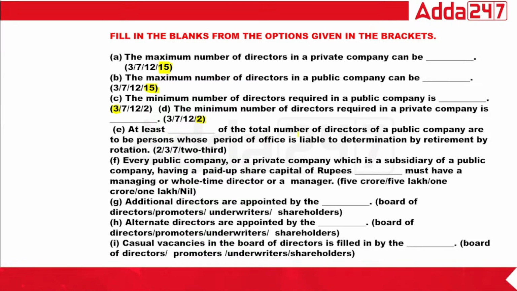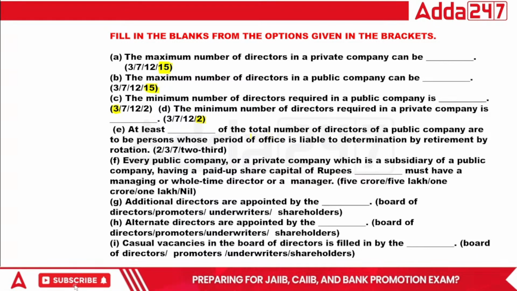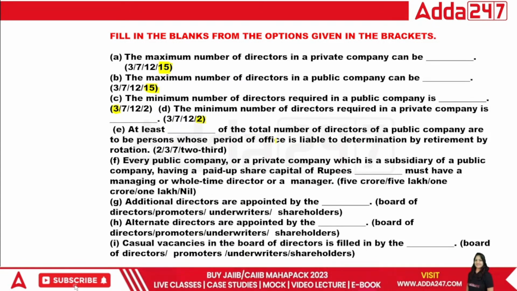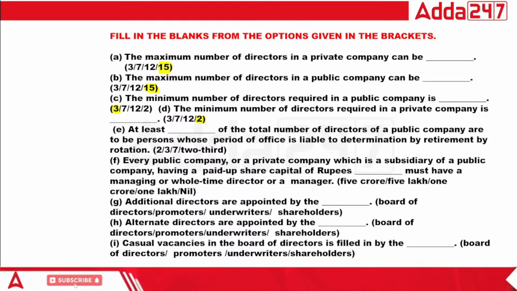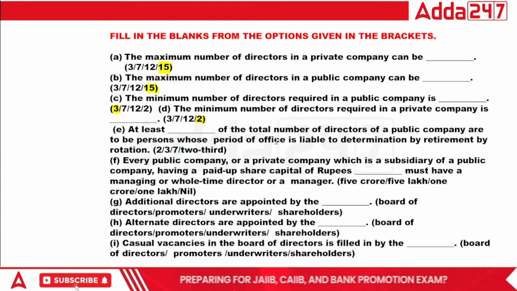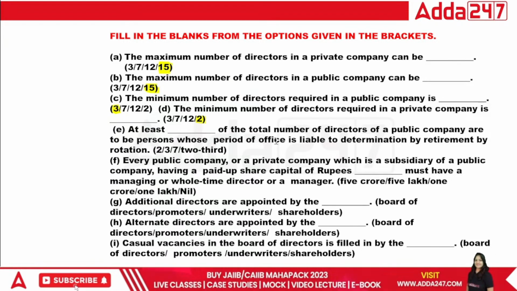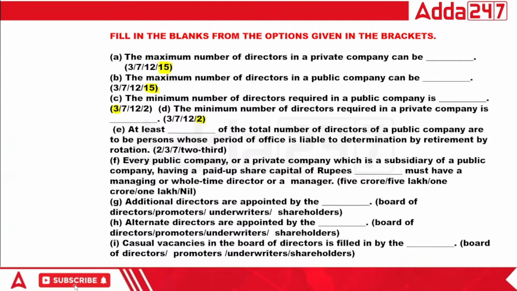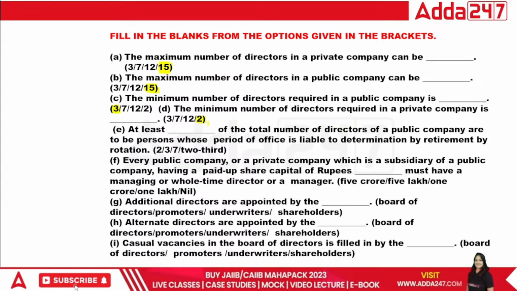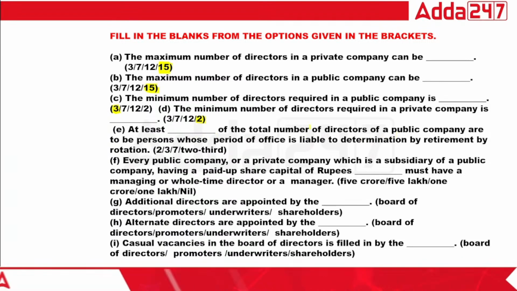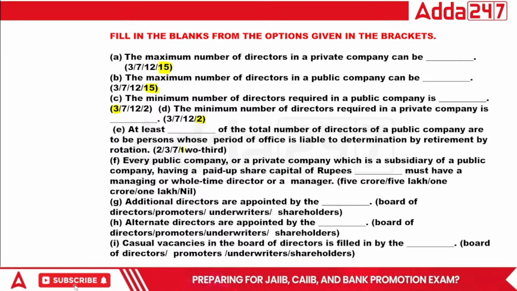At least dash of the total number of directors of a public company are to be the persons whose period of office is liable to determination by retirement of rotation. This is a very important question. Tell me, guys. The question is very simple. At least how many of the total number of directors of a public company are to be the persons whose period of office is liable to determination by retirement of rotation? That is 2/3. You have to remember.